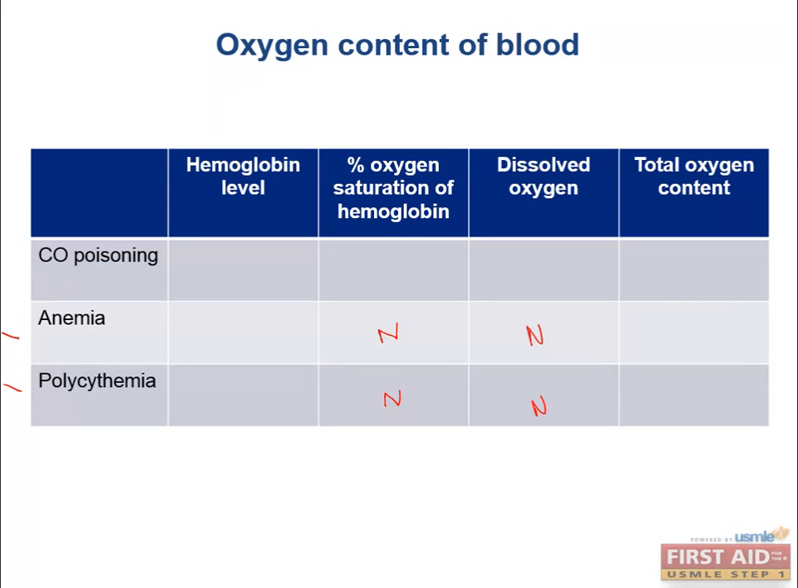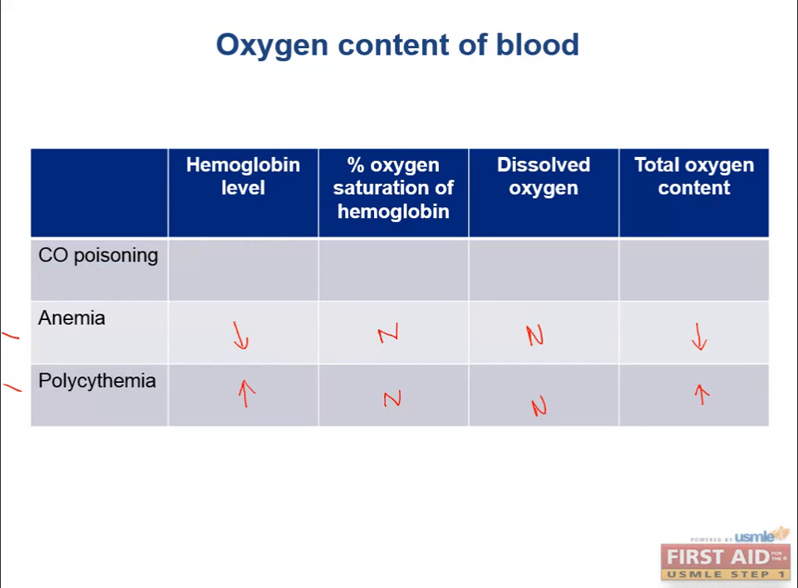In anemia, you have fewer red blood cells and fewer molecules of hemoglobin, so the binding capacity decreases. Just the opposite happens in polycythemia, where you have more red blood cells and more hemoglobin. What about the total oxygen content? Well, in anemia, the total oxygen content is decreased, whereas in polycythemia, it will be increased.